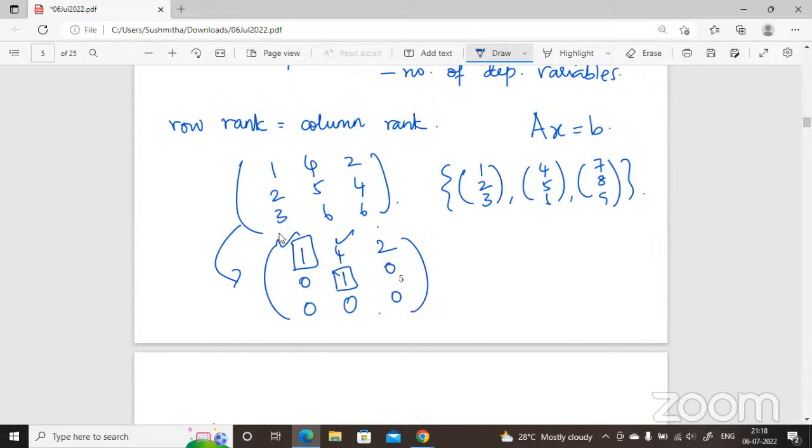Actually, first and second column is dependent? No, first and third column is dependent? 1, 2, 3, 4, 5, 6. They are not dependent. No, they are not scalar multiples of each other.